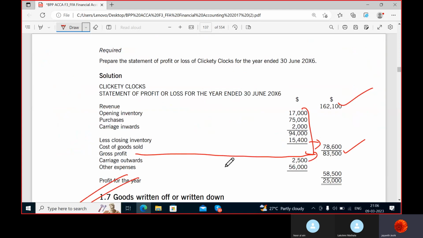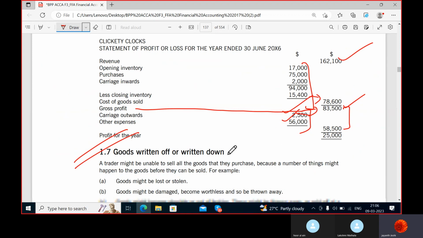They have given the carriage outwards, which is not a part of other expenses, so these two are separate things. We have other expenses, total 58,500. Once these are removed, we have the profit for the year, that is the net profit. So this is the question we have finished.